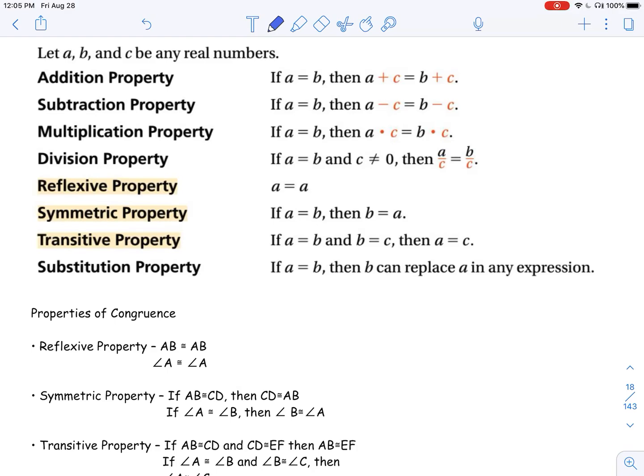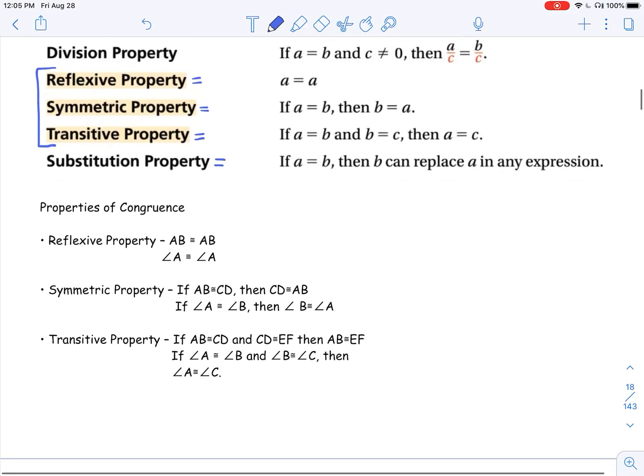For our substitution property, we will only be able to use substitution for equality, so just keep that in mind. If A is equal to B, then B can replace A in any expression. So these three here that are highlighted, these are all our properties of equality. And the reason that I highlight those three is because here in just a second we're going to show them with properties of congruence. And it's the same thing. So we have reflexive property of congruence, symmetric, and transitive property of congruence.